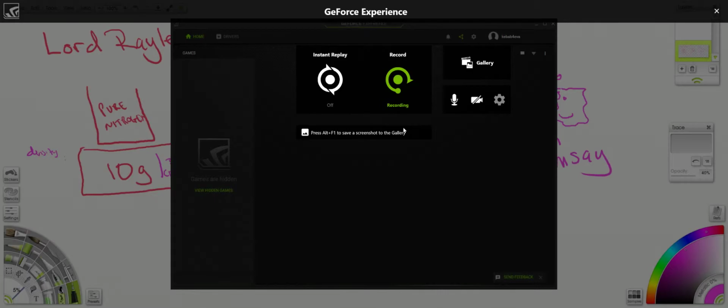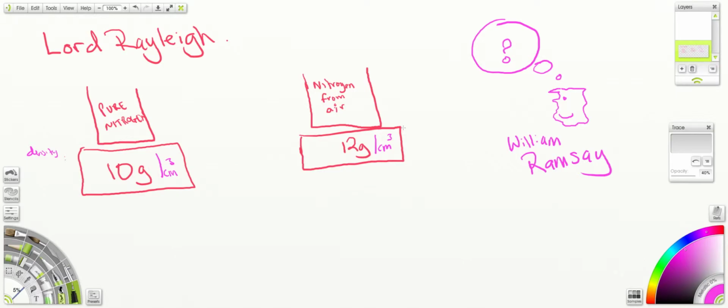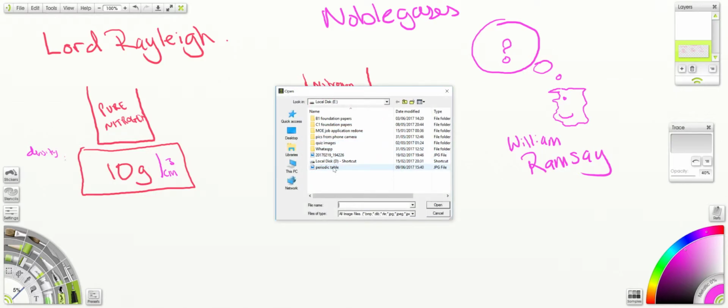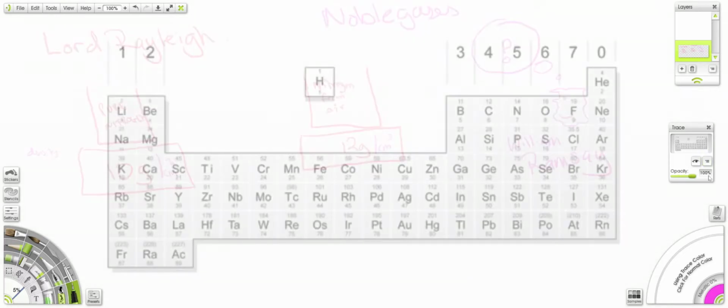Let's get on with the science. So what we're going to be looking at in this section is the noble gases. Okay, now this is part of group 8. Let me just bring up my periodic table. Here is group 8, or commonly called group 0, but here it is: helium, neon, argon, krypton, xenon, and I believe the last one is radon.